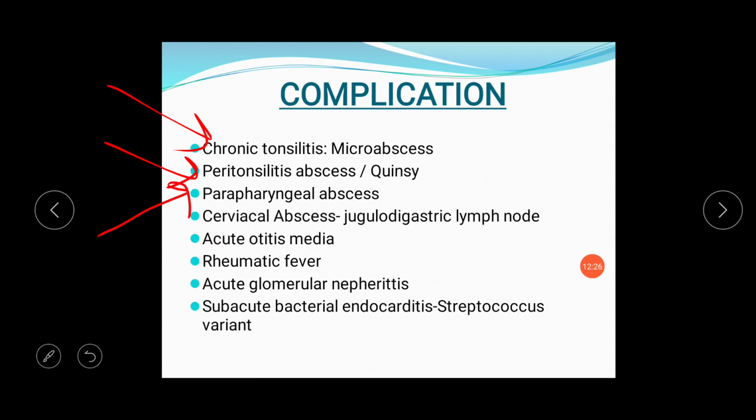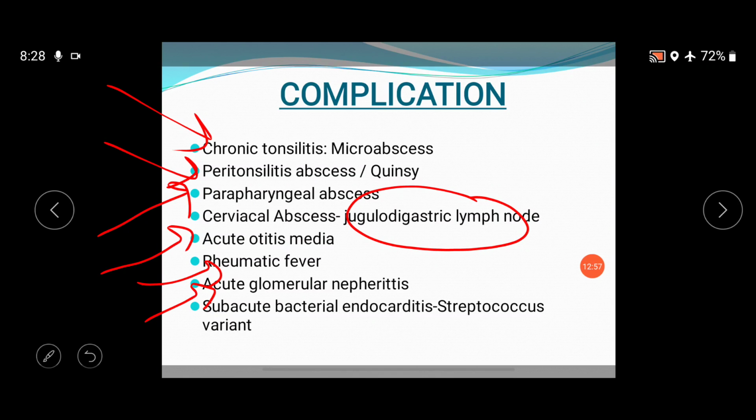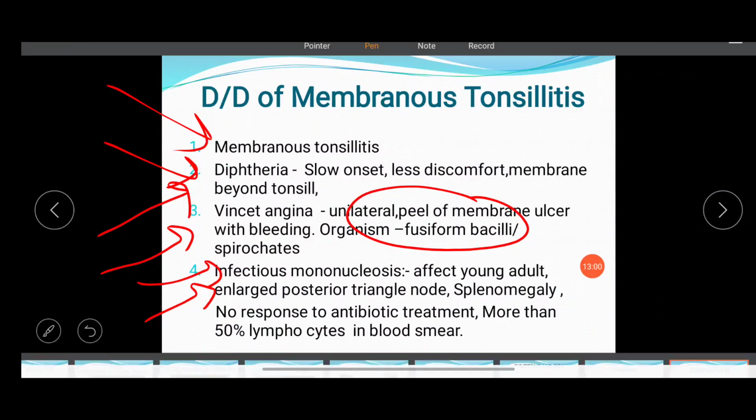Parapharyngeal abscess can develop in the parapharyngeal space. Cervical abscess can develop over level 1B or the jugulo-digastric lymph node. The patient can develop acute otitis media after involvement of the eustachian tube from the nasopharynx. Some of the infection can spread up to the valves of the heart and can develop rheumatic fever, acute glomerulonephritis and subacute bacterial endocarditis, more commonly seen with the streptococcal variant.